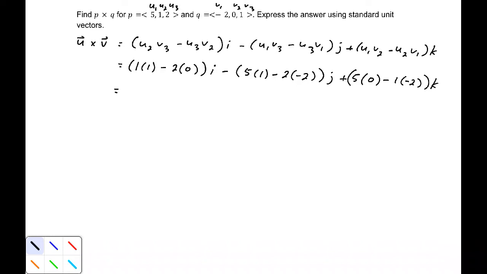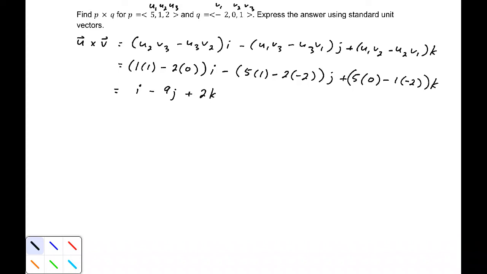So this would be equal to, just double checking my arithmetic here, okay, that would be equal to 1i, so I have i minus 9j plus 2k. Going straight from the definition.